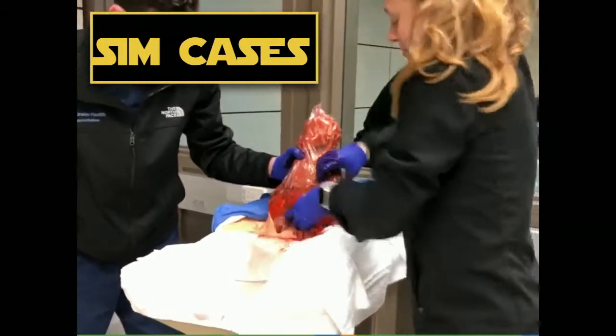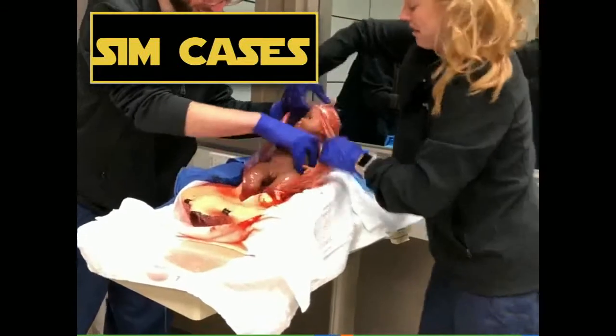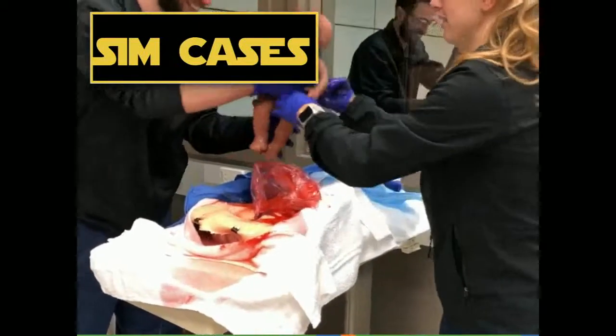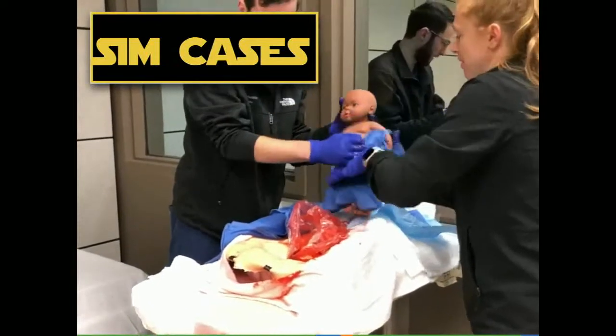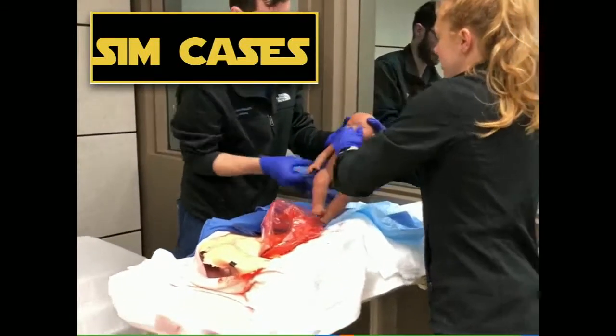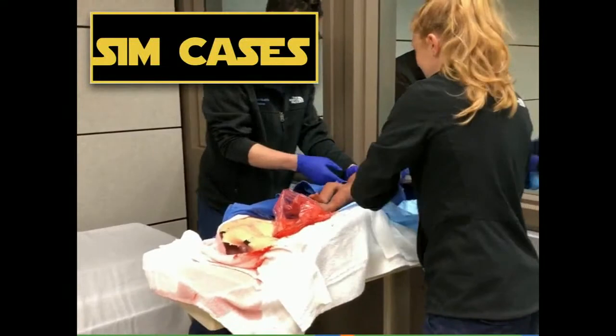We played airplane noises over the loudspeaker. We had them all sit down, we served them all beverages, and then the case got started. They were able to see what an airplane box looks like, what you get on that box. Again, all of our sim cases have critical actions, and that's how they get points for them.